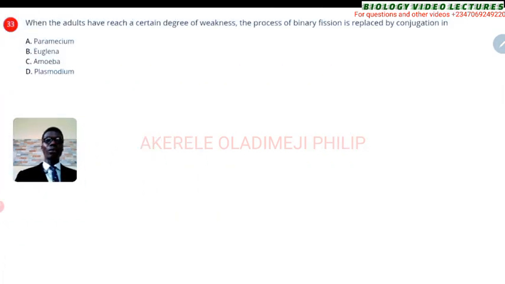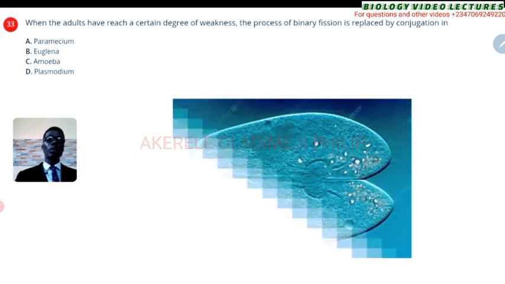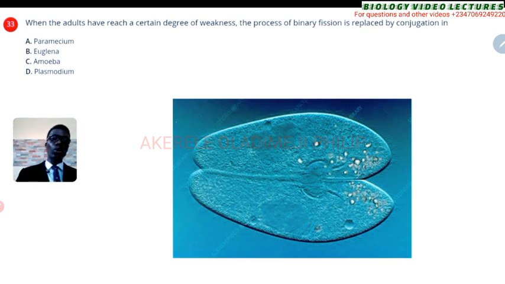When the adults have reached a certain degree of weakness, the process of binary fission is replaced by conjugation. Paramecium is the only one among these four that uses conjugation, which means two cells come together and the two nuclei fuse. It does that when they are weak. Normally they use binary fission, where one paramecium splits into two paramecia. But when they are weak and the environment is not conducive, they will come together and unite their nuclei to form a new one.